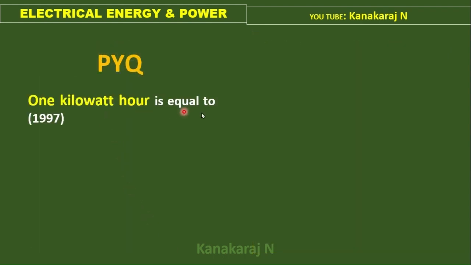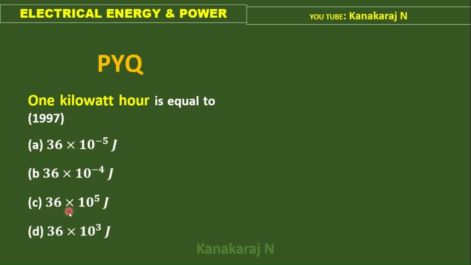1 kilowatt hour is equal to, we know that 1 kilowatt hour is 3.6 multiplied by 10 power 6 joule. So when we check all four options, the 36 multiplied by 10 power 5 joule becomes 3.6 multiplied by 10 power 6 joule. So option C is correct.